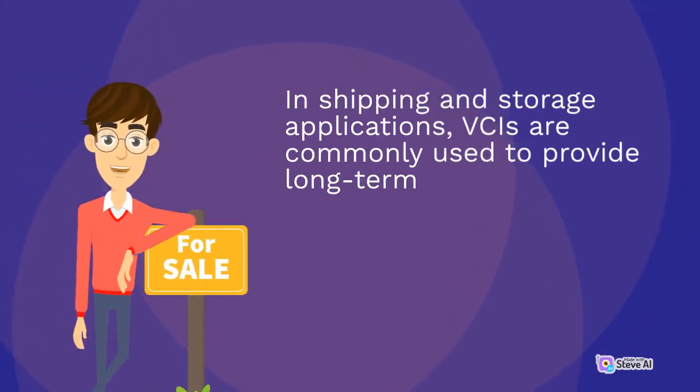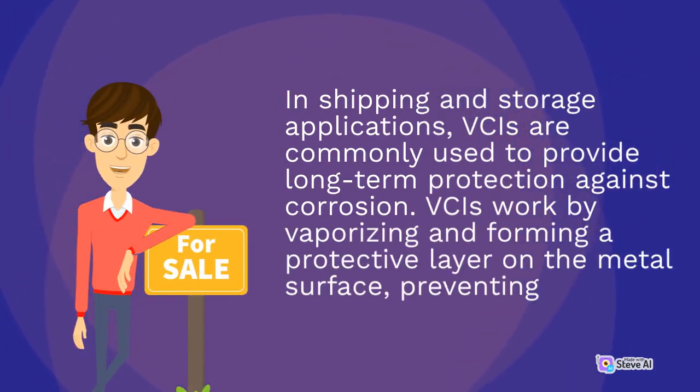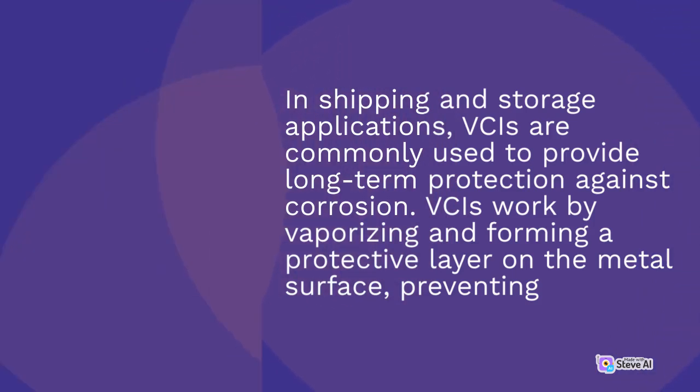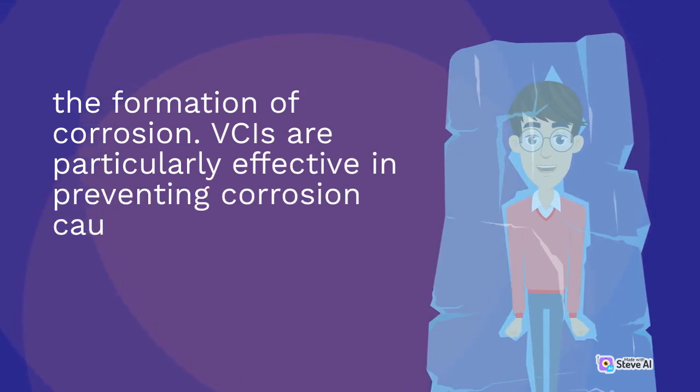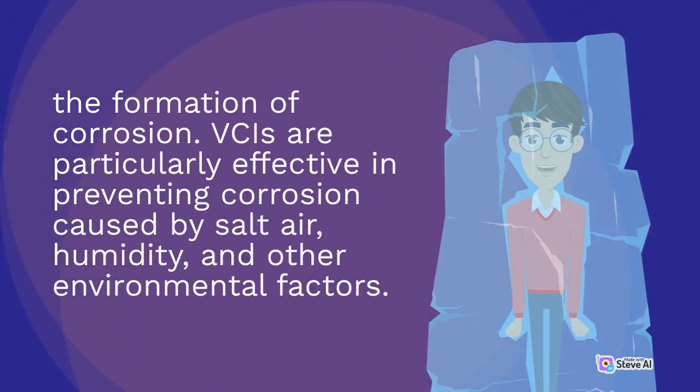In shipping and storage applications, vapor-phase inhibitors are commonly used to provide long-term protection against corrosion. They work by vaporizing and forming a protective layer on the metal surface, preventing the formation of corrosion. They are particularly effective in preventing corrosion caused by salt, air, humidity, and other environmental factors.